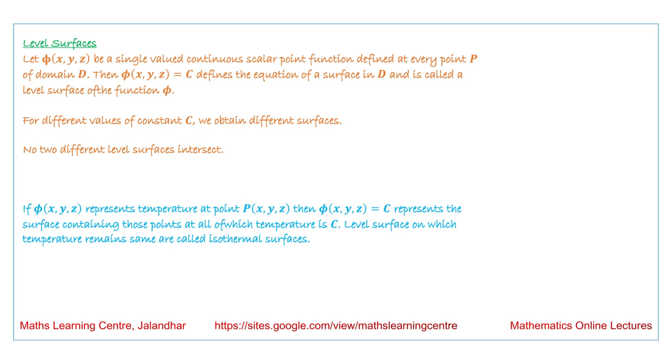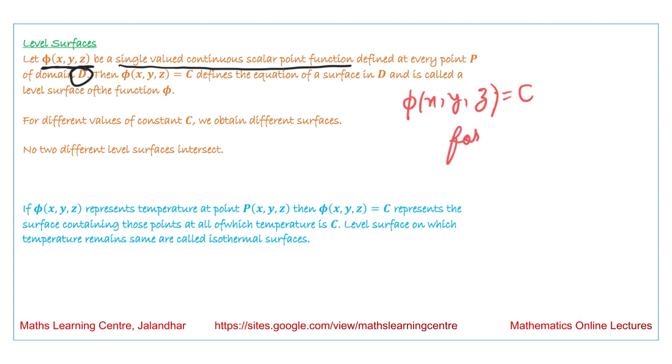Next definition we have, it is level surface. Let phi of x, y, z be a single valued continuous scalar point function defined at every point P of a domain D. Then if phi of x, y, z is equal to C for a surface, it is called the level surface of the function phi.